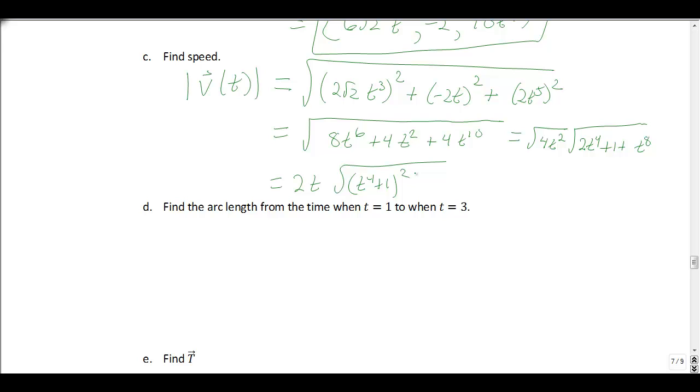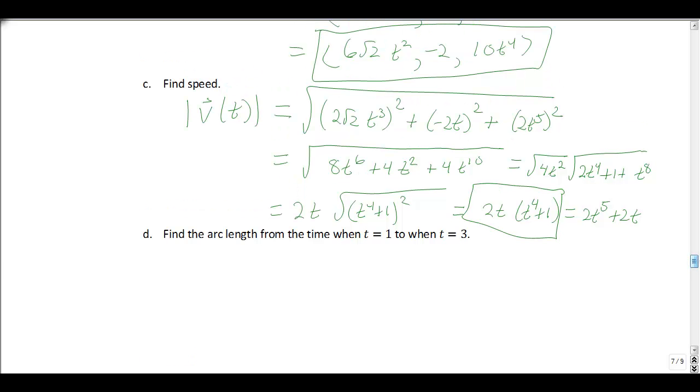My hope, if this is going to work out nicely, is that I get a perfect square inside. T to the 4th squared would give me t to the 8th. 1 squared would give me the 1. T to the 4th times 1 is t to the 4th, times 2 gives me 2t to the 4th. So if I squared this out, I'd get exactly what I have underneath this square root here. And so that tells me my speed is 2t times t to the 4th plus 1, or you could even write that as 2t to the 5th plus 2t. So maybe this is a nice form factor. It depends on what you want to do with it, if you want to multiply that out or not.